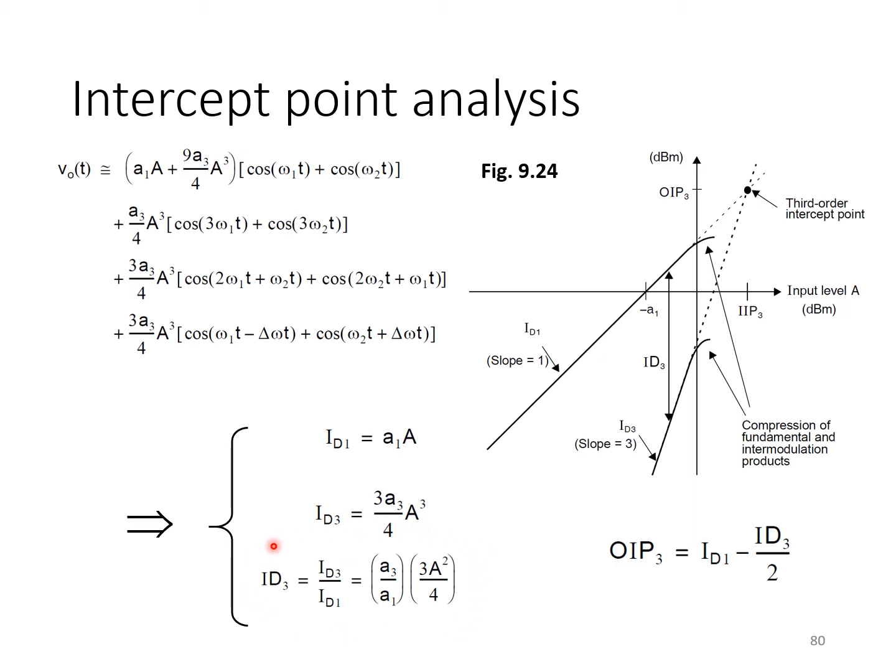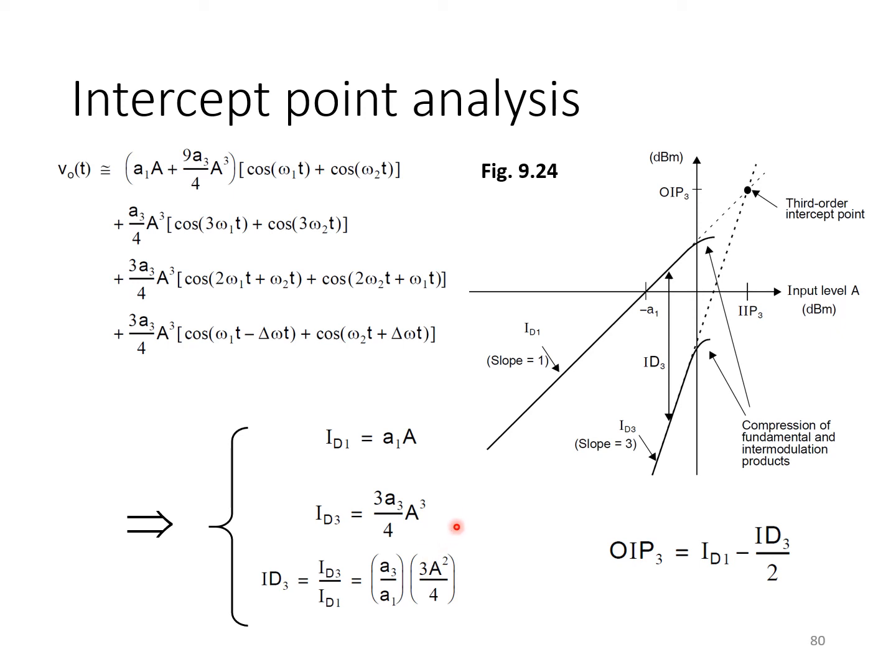We follow a similar notation as we did for single tone input, except instead of HD, we label the intermodulation terms ID, and the subscript 3 denotes that we're interested in the third order intermodulation product. So taking the ratio of these, we again get a very similar expression to what we had for HD3. There's just this extra factor of 3 that shows up in the intermodulation product.